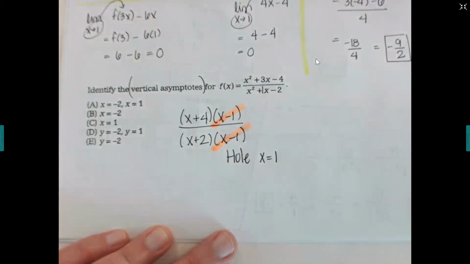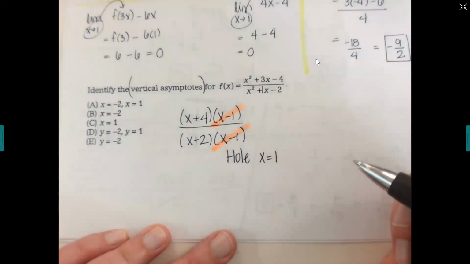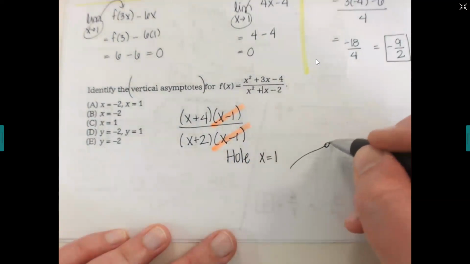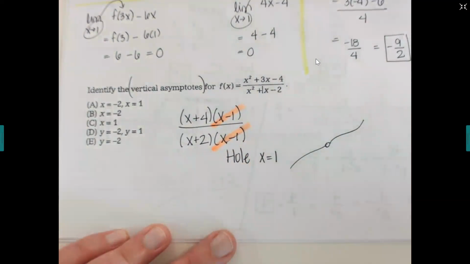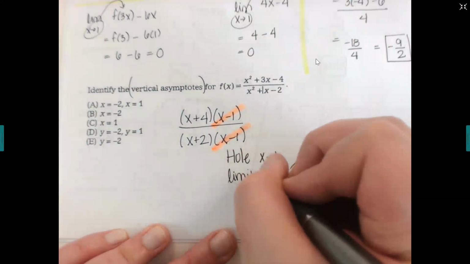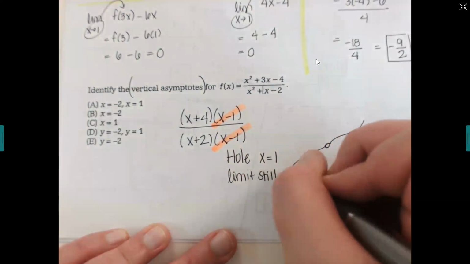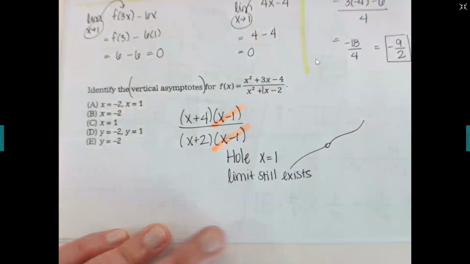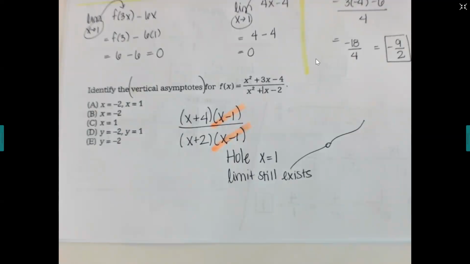Now, quick clarification here. For a hole, does the limit exist? Yes. If it's a hole, does the limit exist? Yeah. Limit still exists. And if you think about it, it makes sense because when you factor and cancel, and then when you plug in, you'll be able to get an answer. Okay, where do the vertical asymptotes come from? Holes cancel.